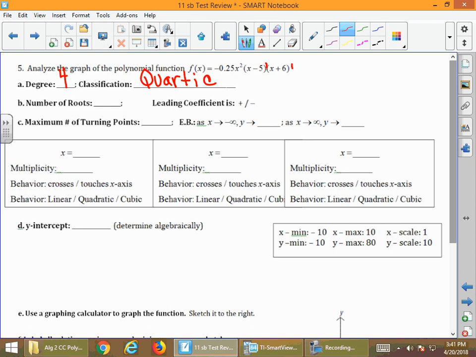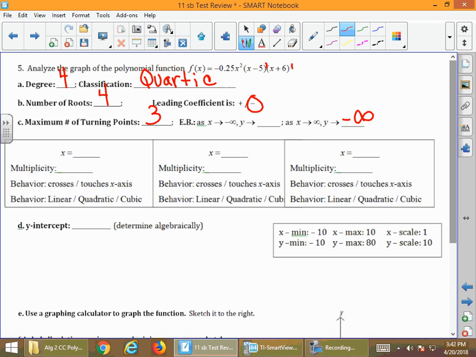Because our degree is 4, we will have the same amount of roots, so that is also 4. As we look at our leading coefficient, the number in front of the 0.25x squared is negative, so we're going to have a negative leading coefficient. The maximum number of turning points is 1 less than the degree of our function, so it's going to be 3. And our end behavior, because our leading coefficient is negative, we're going to finish our graph negative. To the far right, when you look at the picture, we should be going downward.